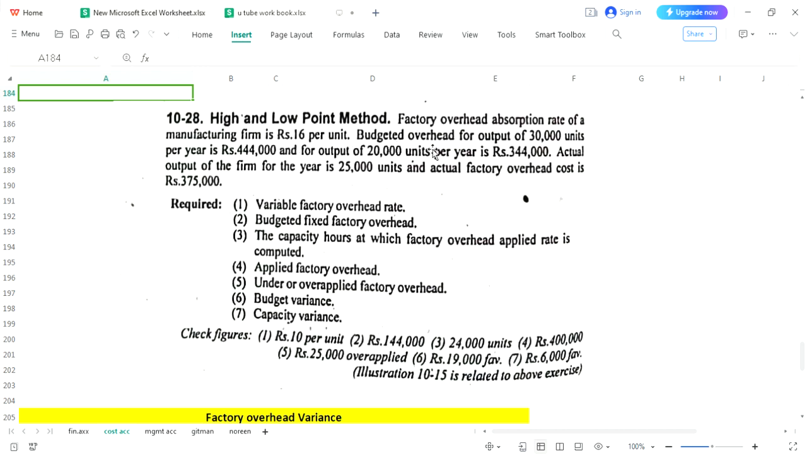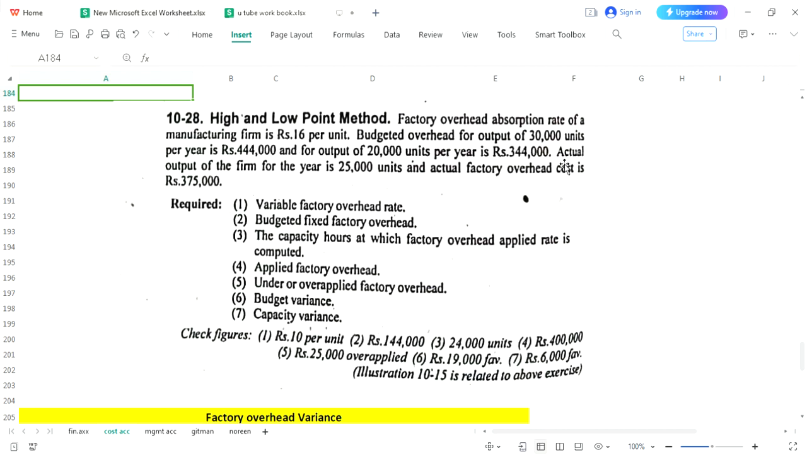Second thing you will recognize is that there are many numbers of units given in the question. Output 30,000 units, output 20,000 units, 25,000 units. So 30, 20 and 25. Normally this many units are not given in the questions. It means it's a twist, and here you will recognize that it's the high-low level method, when many units are given and many budgets of FH are given. So we have different outputs and different budget FH.